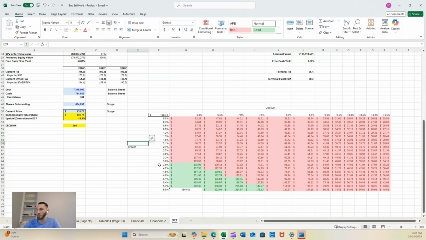So you can see down in this corner, as long as we have a growth rate of 3.9 or above, combined with a discount rate of 7.5 or below, that's going to give us these green spaces where the implied share price is actually greater than what the current share price is, and that's just going to tell us might be a good idea to buy. So kind of interesting, as we get above the 4% growth rate and below the 7.5 discount rate, that's where we're starting to see a good decision to buy.